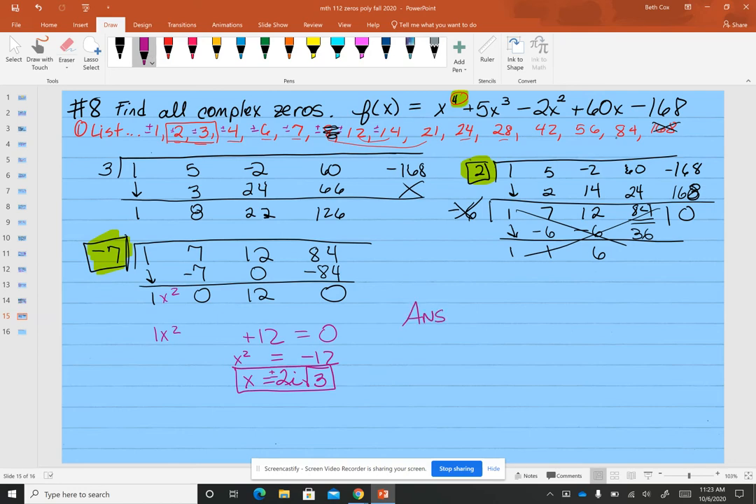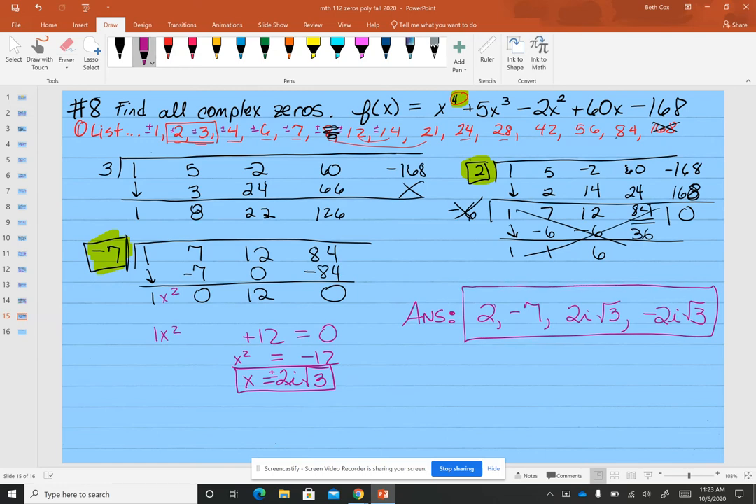So, complex roots. Complex means imaginaries are included. So I have 2, and I have -2, I have 2i square roots of 3, and I have -2i square roots of 3. This is a 4th degree polynomial, and I have 4 answers.